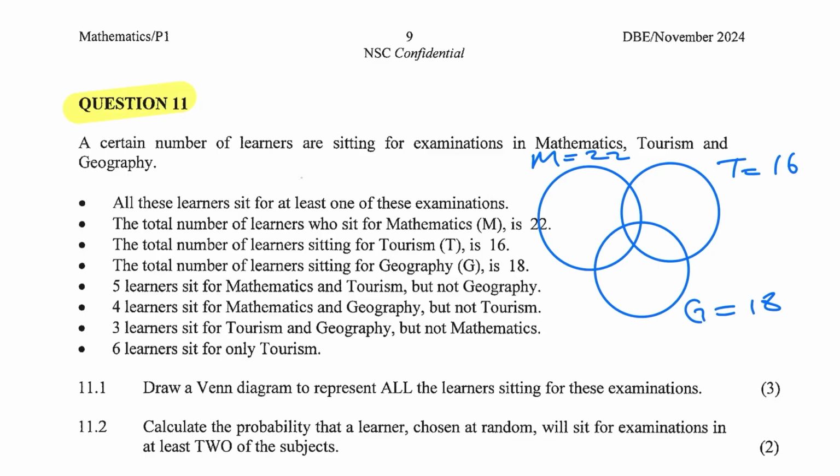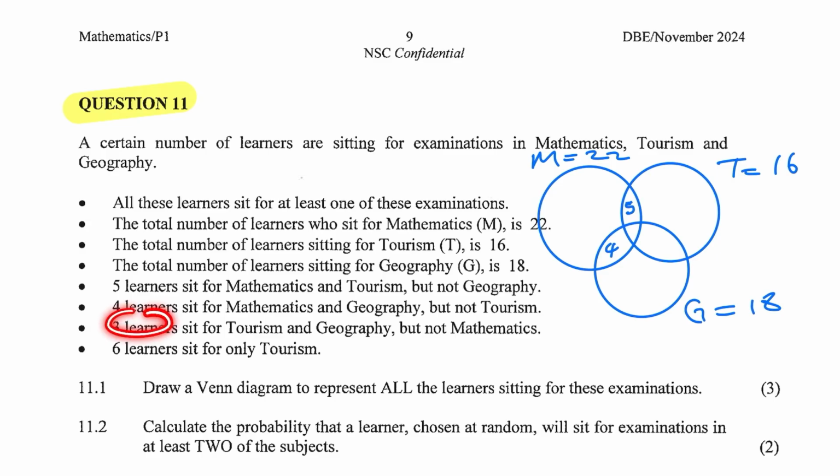Then they say 5 learners sit for mathematics and tourism, but not geography. So here's mathematics, but also not geography. Mathematics and tourism, meaning the part where mathematics and tourism meet, but not geography. So you have 5 of those students. Then 4 learners sit for mathematics and geography, but not tourism. So this part here, where they sit for mathematics and geography but not tourism, has 4 students.